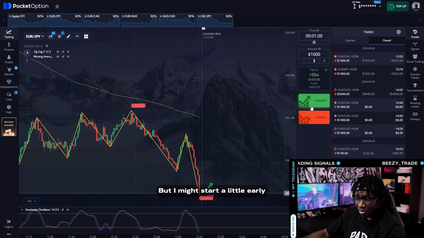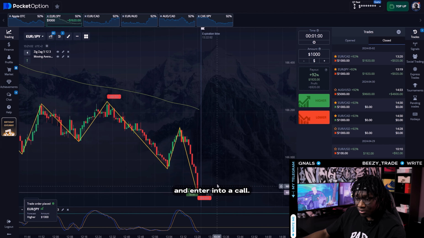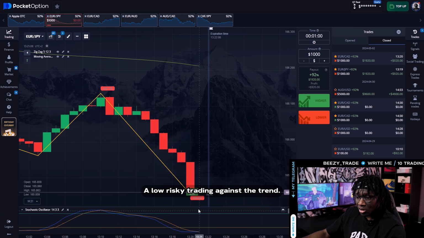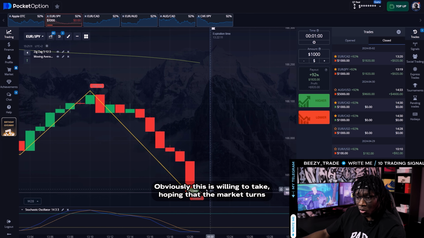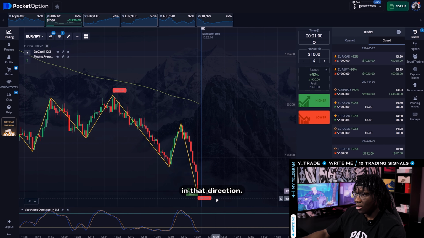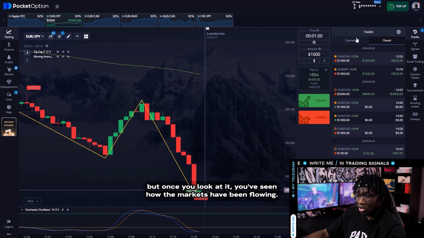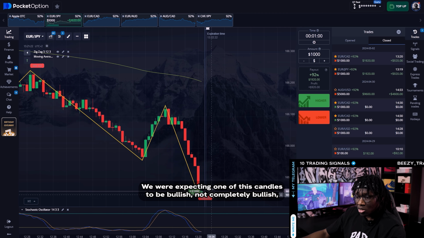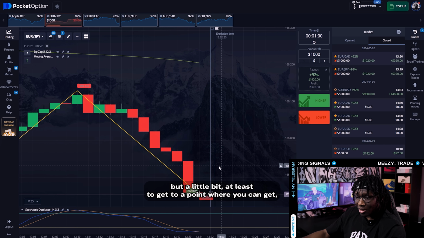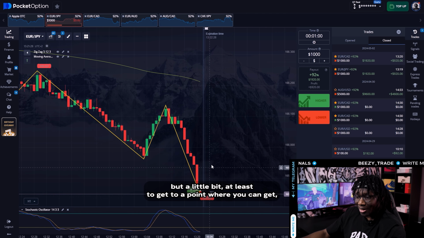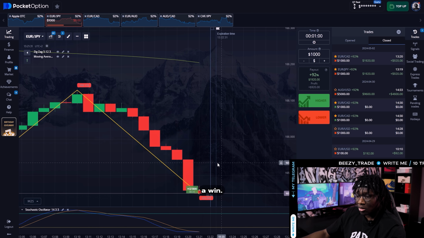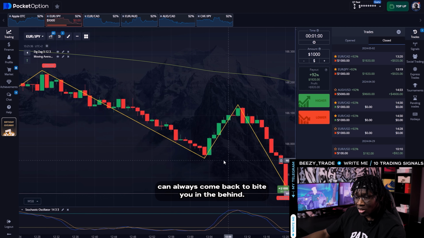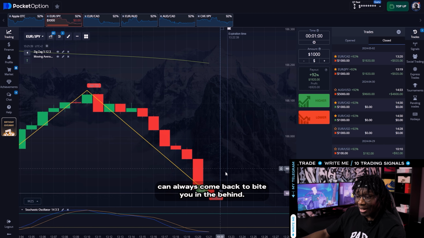We're not there yet. But I might start a little earlier and enter into a call. A little risky trading against the trend. Obviously, this is a risk that you're willing to take, hoping that the market turns in that direction. But once you look at it, you've seen how the markets have been flowing. You're expecting one of these candles to be bullish. Not completely bullish, but a little bit at least, to get to a point where you can get a win. But as you can see, trading against the trend can always come back to bite you.